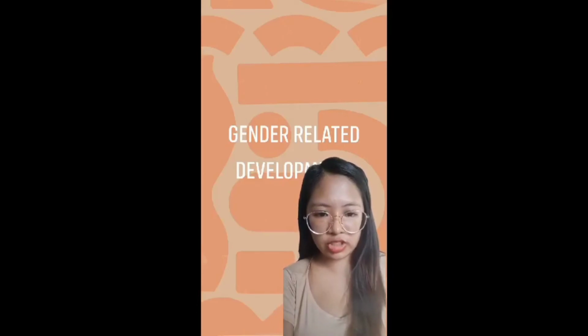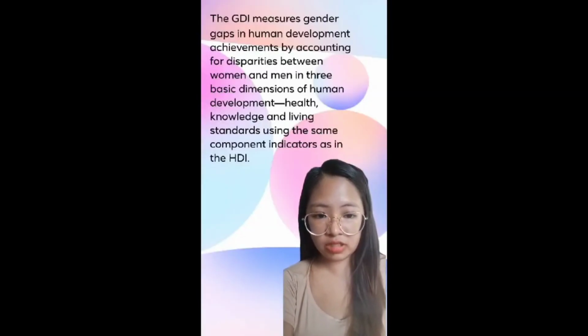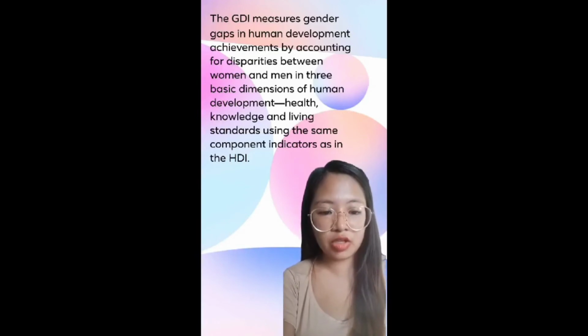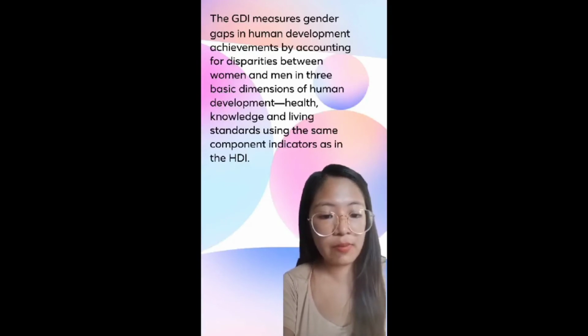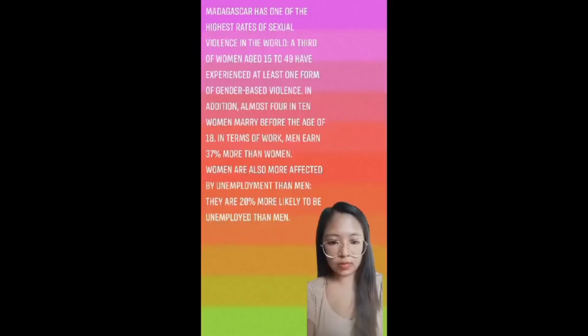The GDI measures gender gaps in human development achievements by accounting for disparities between women and men in 3 basic dimensions of human development: health, knowledge, and living standards. Using the same component indicators as in the HDI, the GDI is the ratio of the HDIs calculated separately for females and males. Using the same methodology as in the HDI, it is a direct measure of gender gap, showing the female HDI as a percentage of the male HDI.